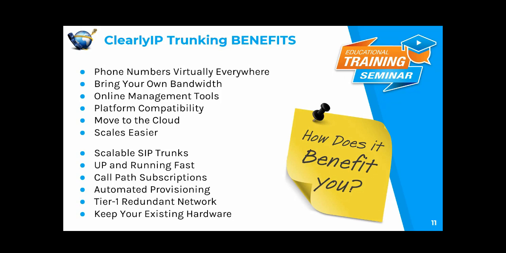Keep your existing hardware. We can connect to existing legacy systems, PBXs, ATAs, and even softphones. We have a tier 1 redundant network, so it's important that your trunking is backed by a fully geo-redundant infrastructure like ours, which will provide industry-leading business continuity for your business communications and scalable SIP trunks. You really only need to pay for the connections you need, without the risk of rejecting calls, by enabling on-demand capacity. That's one of our unique benefits.